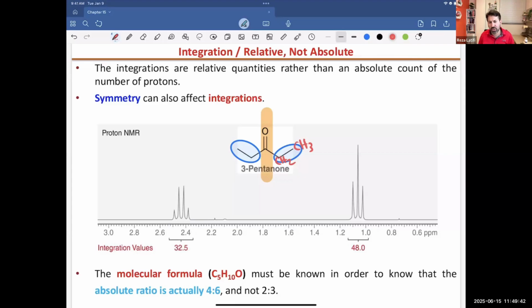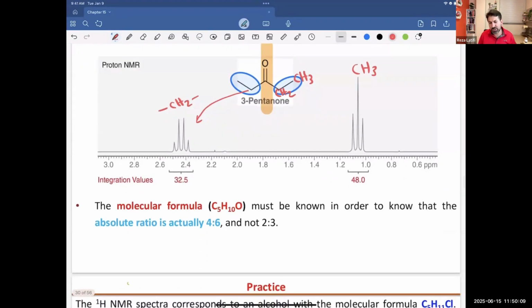Now, which one of them is going to show up at higher ppm? This carbon, because it's close to an electronegative component, the carbonyl group, will show up at higher frequency, in a higher chemical shift. So that's going to be the CH2, and this one will be the CH3.